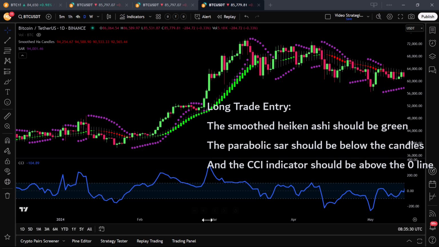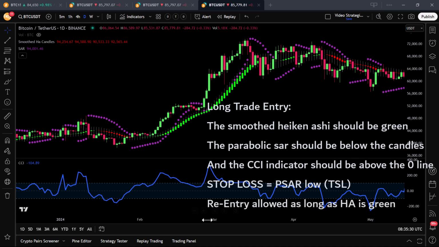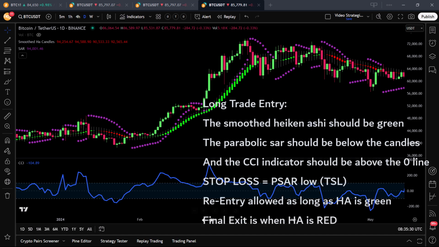Now the stop loss should be set at the point of the PSAR, and this is effectively making the PSAR a trailing stop loss. Now if the trade has been exited because the PSAR got above the price, but then the PSAR gets below the candles again because of a continuation of the trend, then a re-entry is allowed, as long as the Heiken-Ashi is green. But the final take profit point is when the bullish Heiken-Ashi turns bearish, and this is also the moment where the rules reverse and we will search for short trading opportunities.